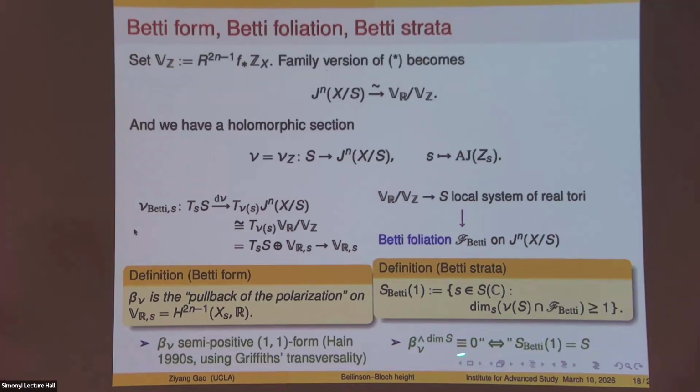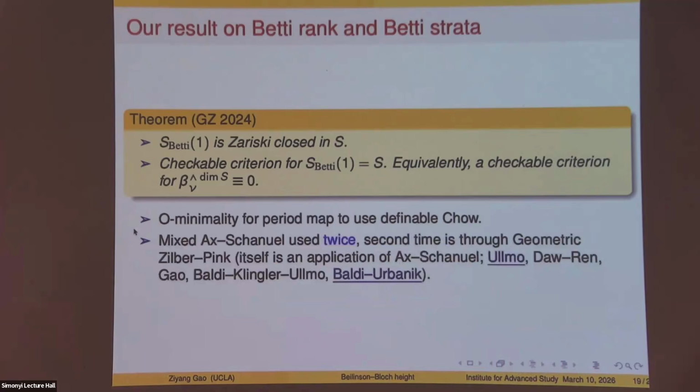So that's why I put a quotation mark here. This is almost equivalent. There may be some subtlety in general. But still, that's fine. And what we're going to prove to be Zariski closed is actually this Betti strata. It captures also the global picture somewhere. And this is what we prove.